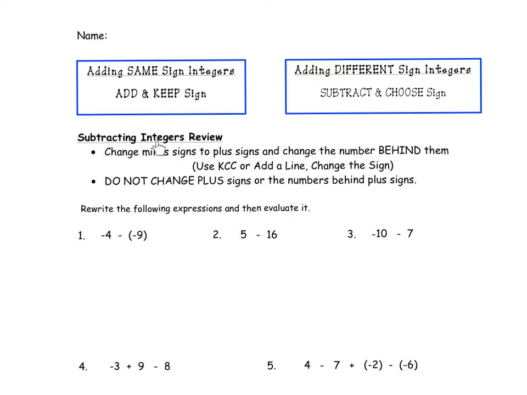So today it says subtracting integers review. Let's remind ourselves that we change the minus signs to plus signs and change the number behind them. Never change the one in front, just the number behind. And we're going to use KCC, known as keep, change, change, or add a line, change the sign, as a strategy to do this. And this next line is huge. It's very important. Do not change plus signs or the numbers behind plus signs. We only change subtraction and the numbers behind them.